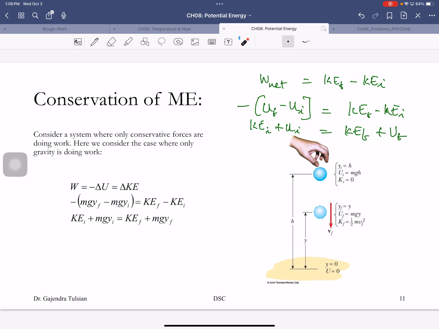Which one is the initial point? Where is it dropped from? Which one is the final point? Ground. Okay, anything can be the initial point, anything can be the final point.